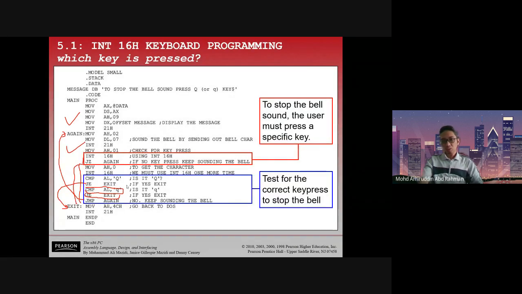Alright, so tadi kita expand lagi program tadi. Okay, kita nak tengok which key is pressed. To stop the bell sound, press Q, capital Q or small q keys. So maksudnya sekarang kalau dia tak spesifik, dia tekan je A ke B ke C ke D ke, so dia takkan stop. Sebab sekarang program ni dah spesifikkan, you kena toggle Q je, Q key je dalam you punya keyboard, baru dia akan stop.